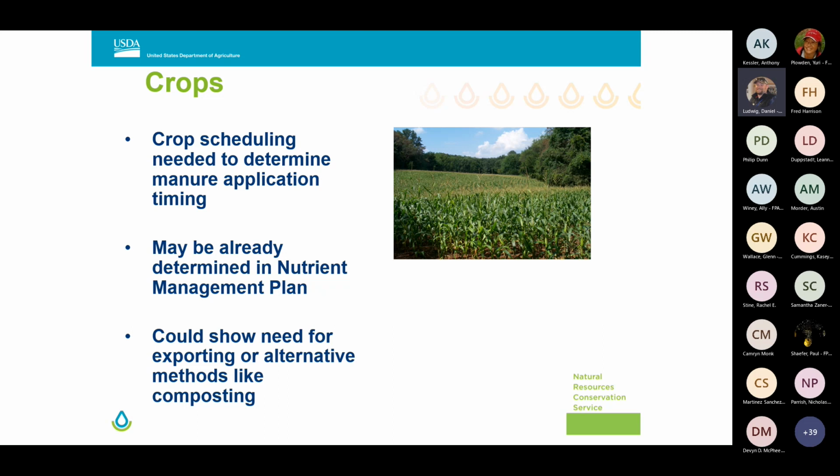Again, our crops, especially when we're designing these ag waste systems, we got to look at what the cropping rotation is, so we know when the farmer can actually apply those nutrients. And that may already be developed in the nutrient management plan. So if the farmer already has one, again, going back to the previous slides, some of the resources that you can check out in the beginning before you make that site visit. And again, it could show you the need for developing other alternatives than that preconceived idea.